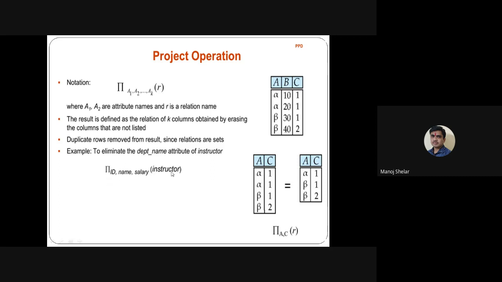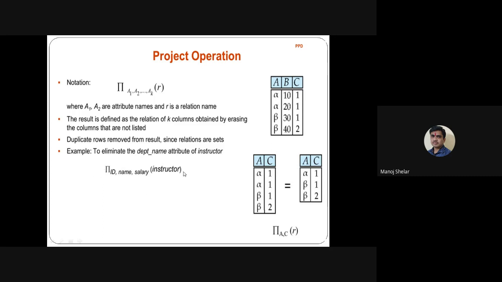Instructor is one table or relation. ID, name and salary are the attributes of the instructor relation. Suppose we display only ID, name and salary of the instructor relation or instructor table. So this is a relational algebra query. Pi, ID is the attribute, name is the attribute, salary is the attribute, and instructor is the relation. Okay. So this displays all ID, name and salary of the instructor relation. This is a relational algebra query, not a normal database query.